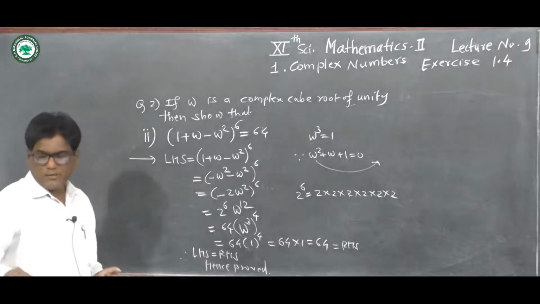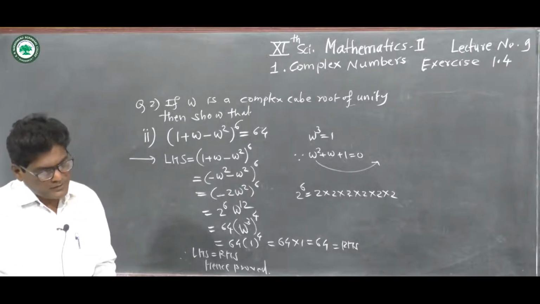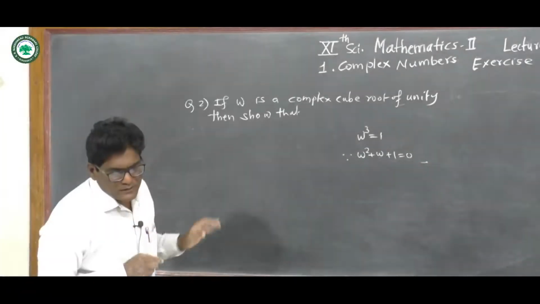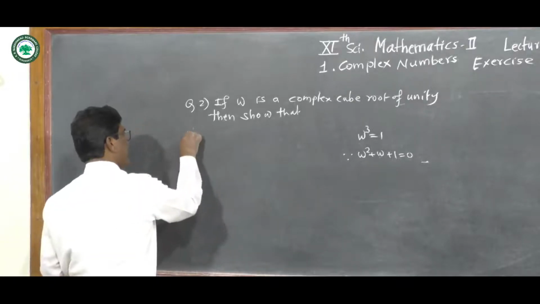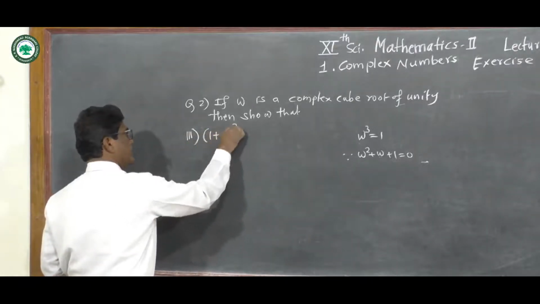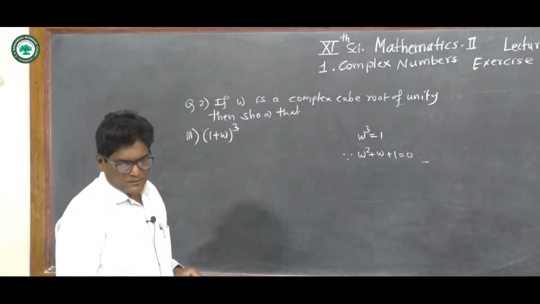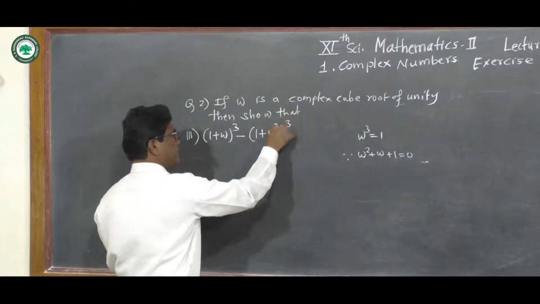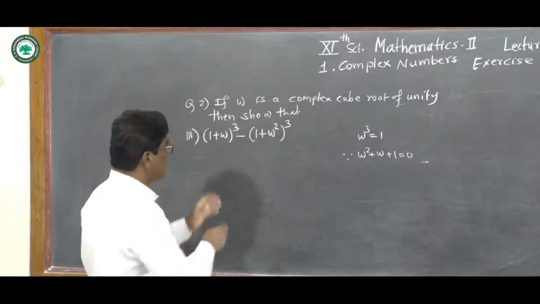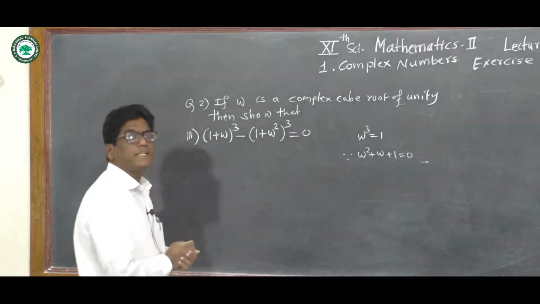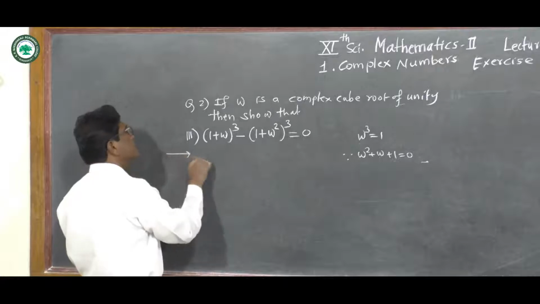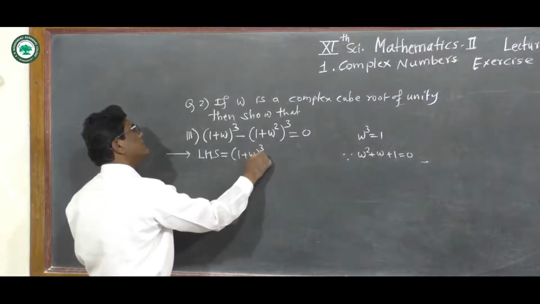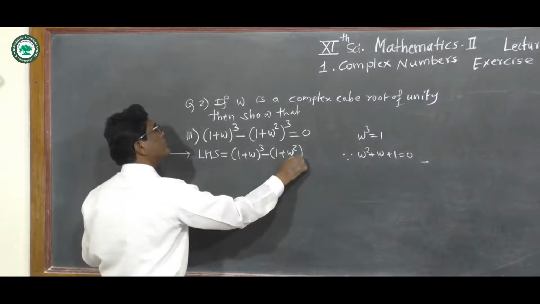So now we see the third problem. Third problem here, we have to show that (1 plus omega) to the power 3 minus (1 plus omega square) to the power 3 is 0. Right hand side is 0. Now consider the left hand side. So LHS is equal to (1 plus omega) to the power 3 minus (1 plus omega square) to the power 3.